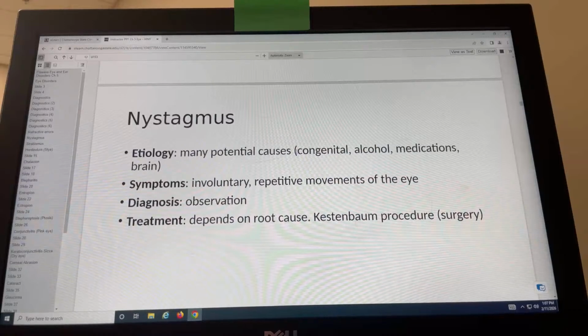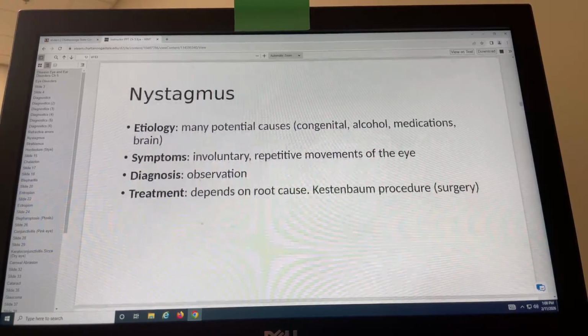Sometimes they do one of those tests where they ask you to watch their finger and follow it with your eyes, and they're testing for nystagmus, to see if you have any of those jerky involuntary eye movements, because that can be an indicator that you're under the influence of alcohol. Certain medications can cause that. Some brain problems, so neuro issues. It's hard to say exactly what the cause is, because it could be from various different things. But that's what it is, those repetitive, jerky, twitchy movements of the eye. Diagnosis, you just see it happen, so observation.